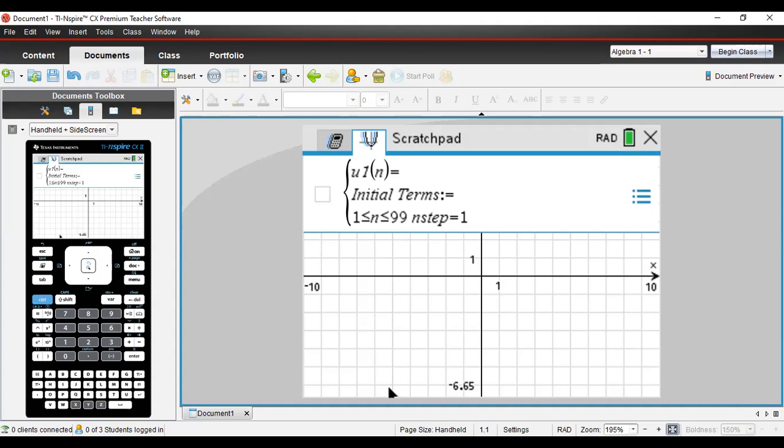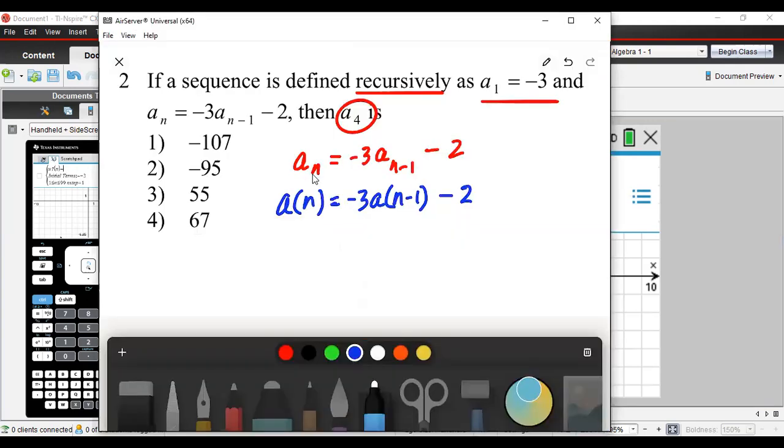If I go back over to my iPad, you can see the first term is -3. So that's what I'm going to put in for the initial term. That's done. Now I'm ready to enter the sequence part. And just as I said before, we don't have subscripts, so anywhere that you see a subscript, you're just going to replace it with an n.